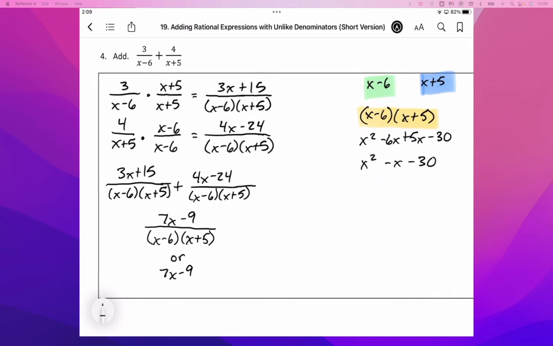And I do believe that Alex will take either one. I know that I will take either one on the exam, so either one of those will be an acceptable answer for me.